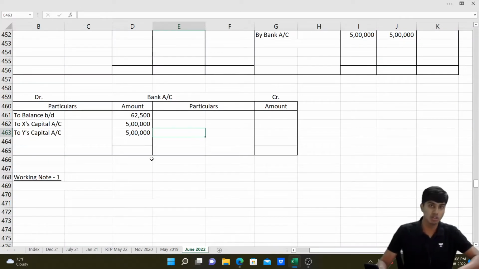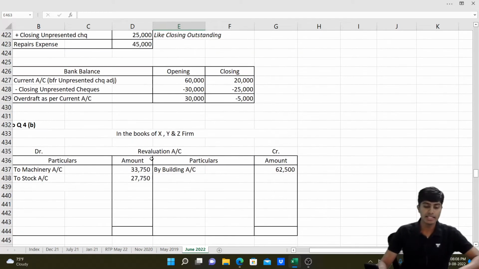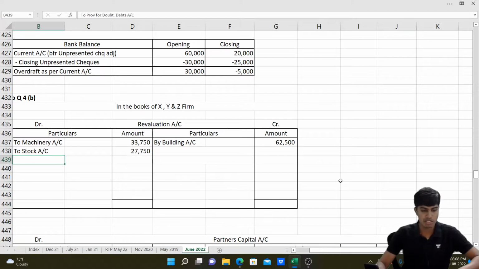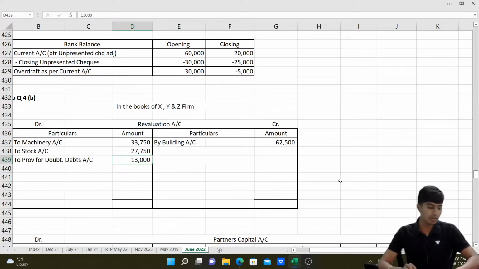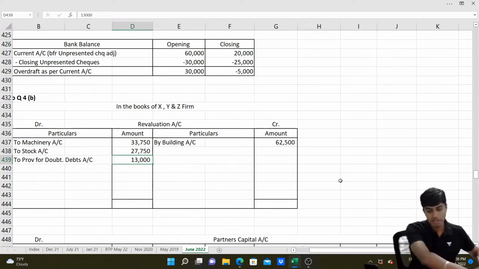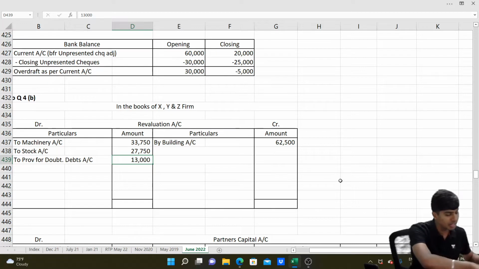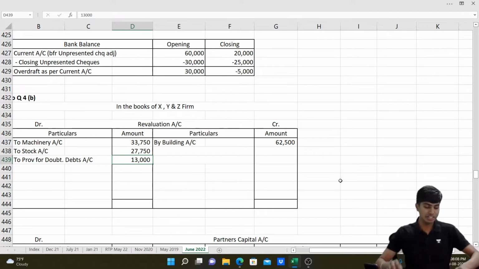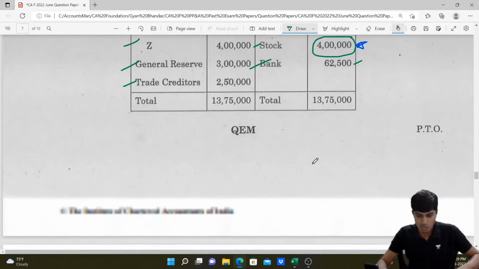So this 13,000 of provision is a decrease in the value of debtors. You get that? So it will come as an expense here. I'll write revaluation account debit to provision for doubtful debts, that 4%, which is 13,000. So it's written on the debit, let it be there, and this will be deducted from the debtors in the balance sheet asset side. Great. So what do we have after this?